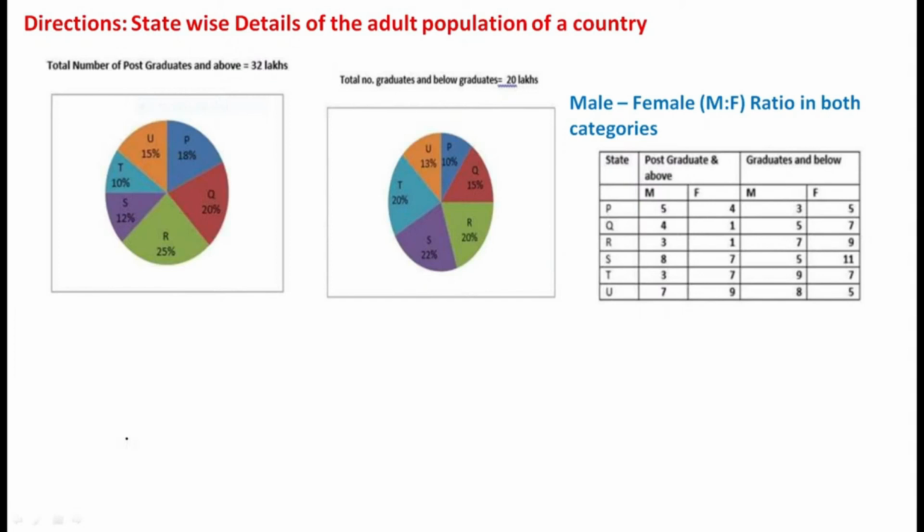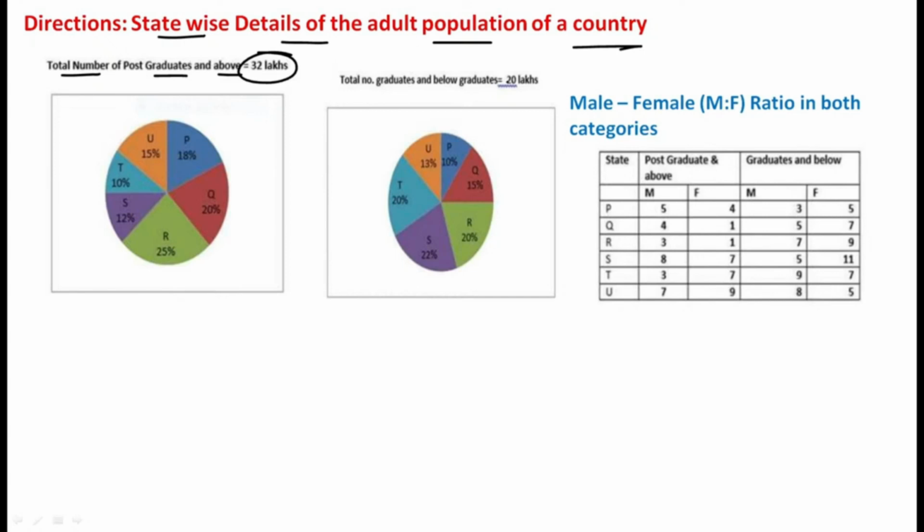What are the given data informations? First of all, the directions: state-wise detail of the adult population of a country. The total number of postgraduates and above is 32 lakhs.